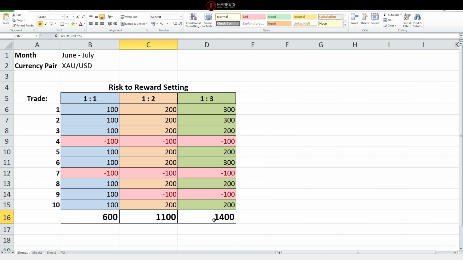Alright, so same 10 trades, same energy, same everything, except for the fact that this guy is willing to take home $100 every time they win. This guy wants to take $200 home every time they win. This guy wants to take 300 rands when they win. Alright? Winners take the money. Winners take the money.